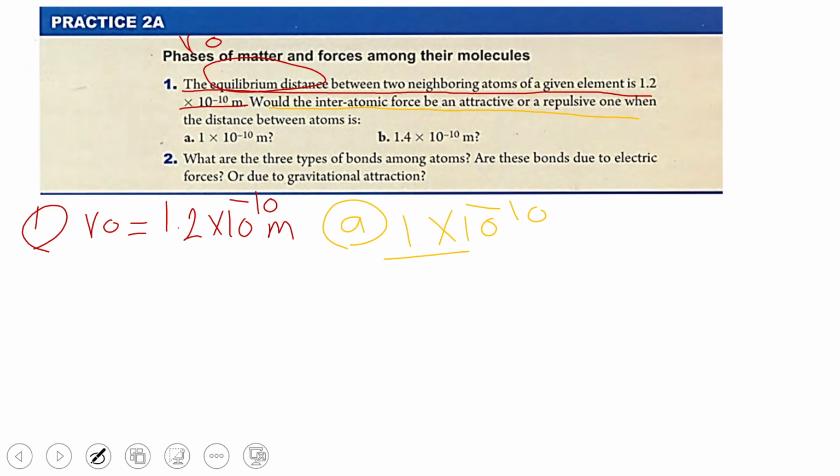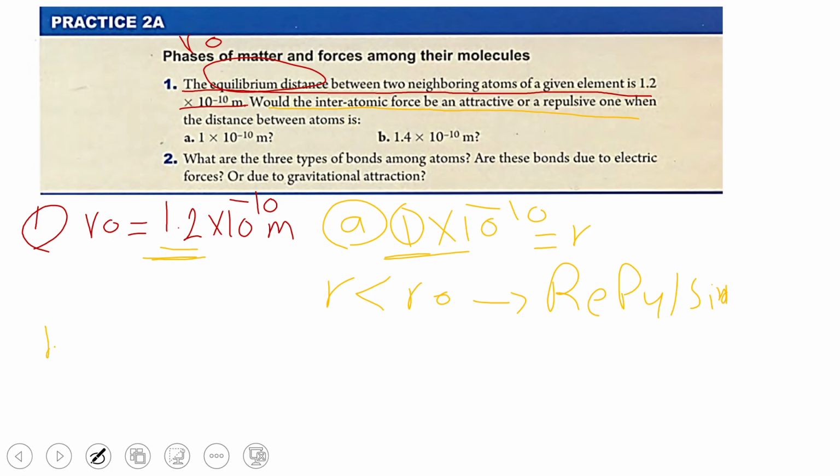So look, this distance r. Guys, because they have the same power, do not count the power, just count the number 1 and the 1.2. This distance r is 1. Compared to the original, we have 1.2. It's smaller than r naught, because you have 1 and it's smaller than 1.2. So this r is smaller than the original one, so the type is repulsion force. Why repulsion force? Because the distance compared to the original 1.2 is smaller.